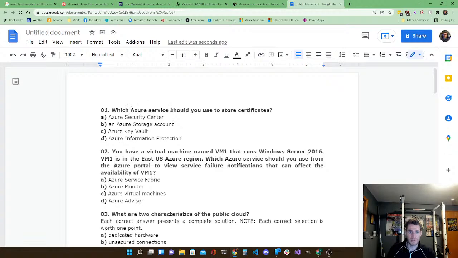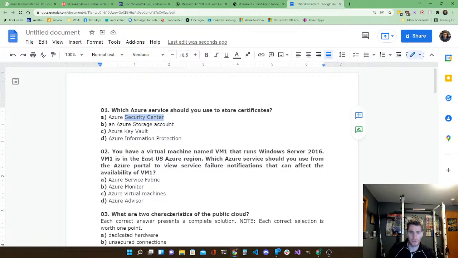Which Azure service should you use to source certificates? Security Center. I think the Security Center is more for analyzing different threats and looking at your firewall and how you have different things set up. And I think that's now changed from Azure Security Center to Windows Defender for Cloud.